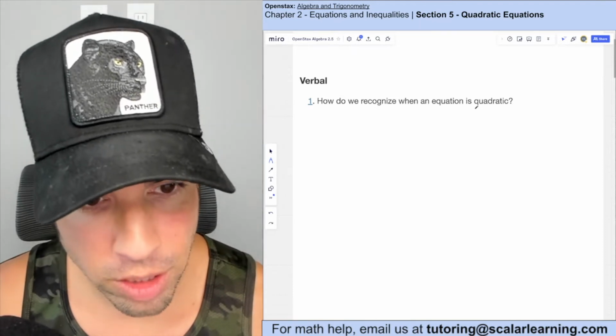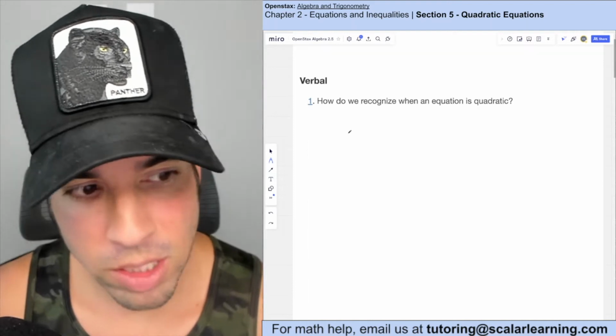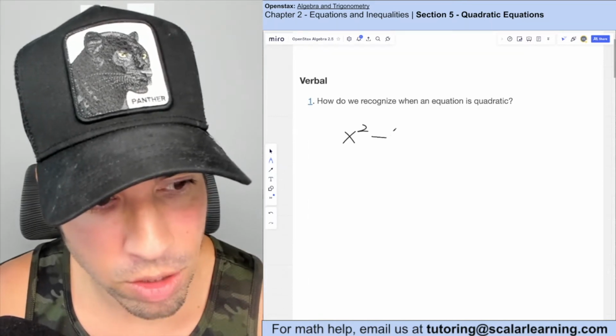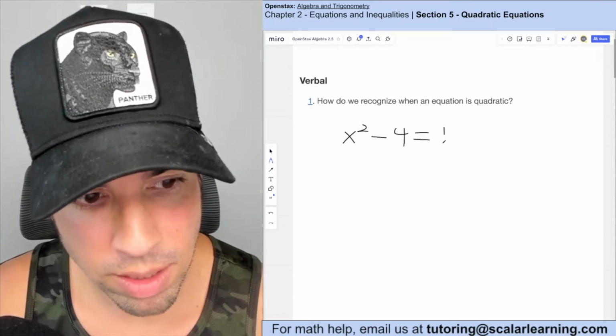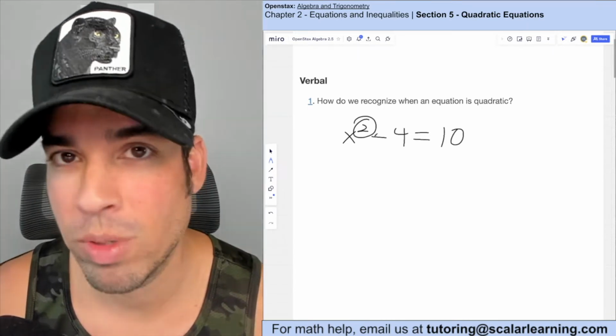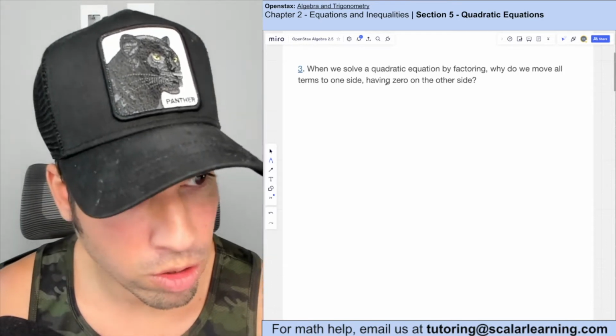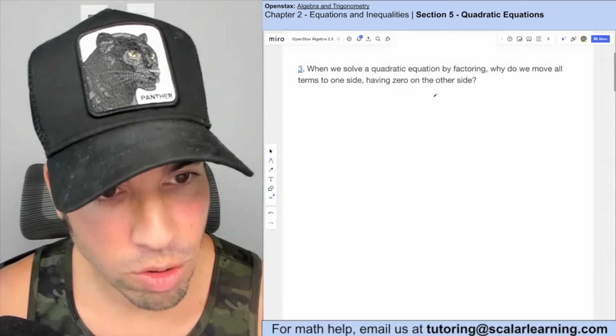Let's do it. How do we recognize when an equation is quadratic? That's when the highest degree is 2. So, for example, if we had x squared minus 4 equals 10, this would be a quadratic equation because the highest degree is 2. When we solve a quadratic equation by factoring, why do we move all the terms to one side, having 0 on the other side?